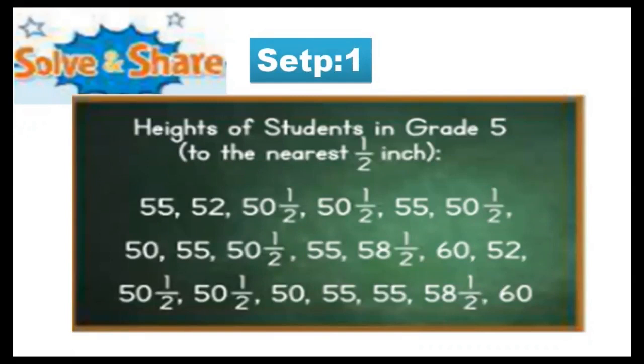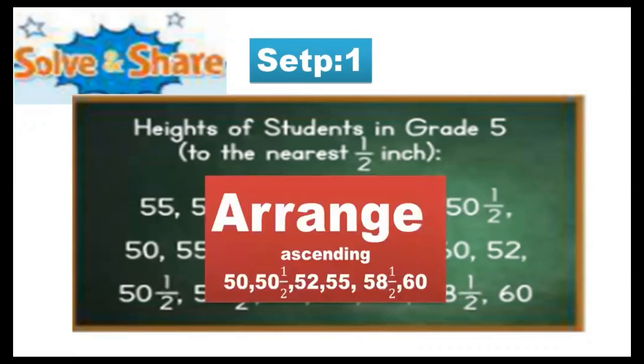Before drawing, you have to arrange them in ascending order. So the arrangement will be 50, 50 and a half, 52, 55, 58 and a half, and 60. If you have more than one of the same value, select just one, okay? Why did we arrange all these values? Because of step number 2.